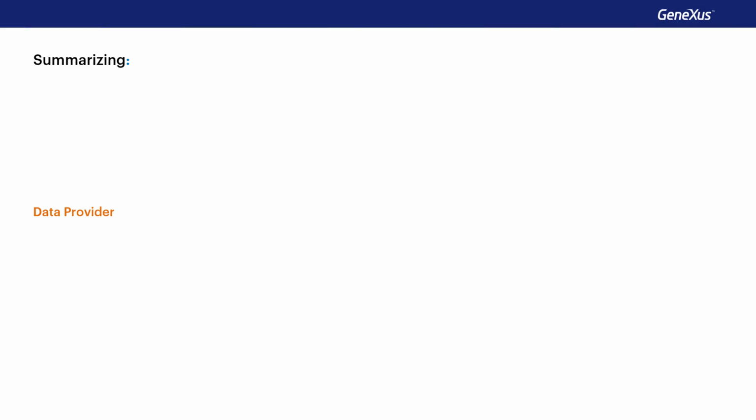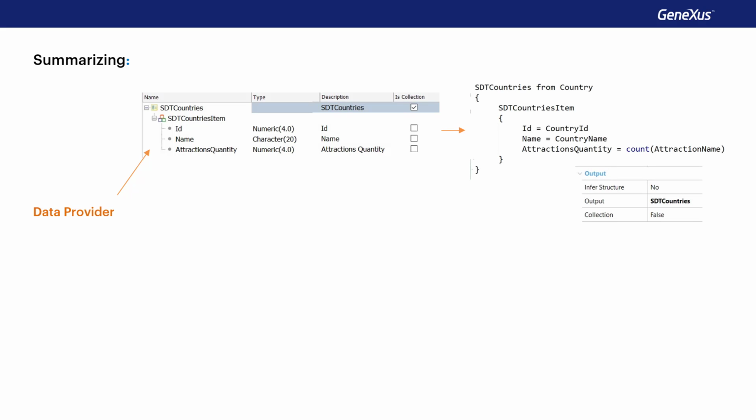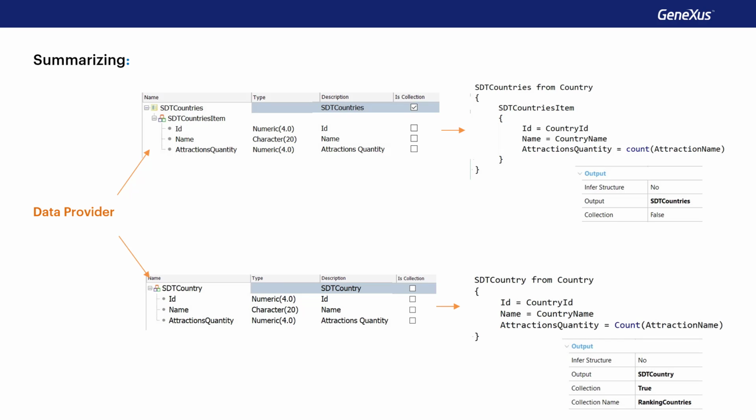In sum, we have two ways for a data provider to return a collection of elements. One of them is to define a structured data type of collection type. After dragging it to the data provider source, it's automatically configured to return a collection of that type. The other option is to define a structured data type that is not a collection, and then set the data provider properties to have it build the collection. In this way, we've seen the power of data providers to load information into a data structure in memory. We saw how easy it was to declare the data we wanted to load, with Genexus solving everything necessary to carry it out.